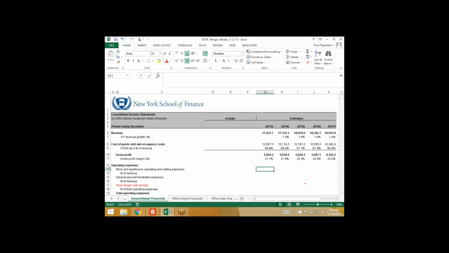OpEx gets tricky because revenue, I'd recommend pulling the totals. Oh, one thing I didn't mention, I did mention to project the revenue in the individual tabs. Good.